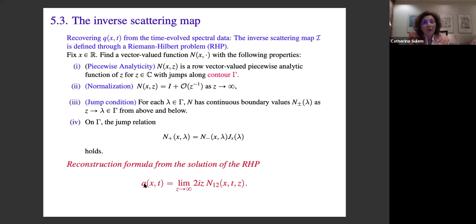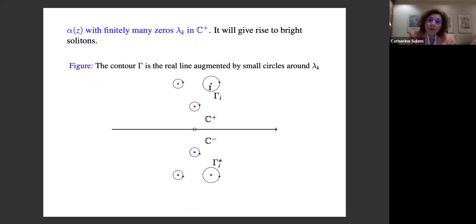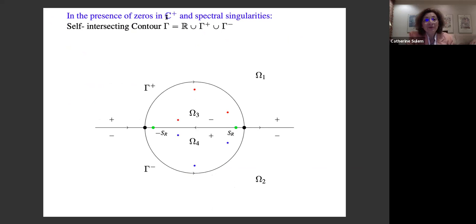And this Riemann-Hilbert problem, I will not go into the details here. The formula is similar to the one I presented for defocusing NLS. What is really more difficult here is what is the contour, where the jumps happen. And it will be a different setting again: either the real line when alpha has no zeros and no spectral singularities, or the real line augmented by small circles around the finitely many zeros, lambda k, or, in the presence of zeros and spectral singularity, the contour that I showed a little bit before.